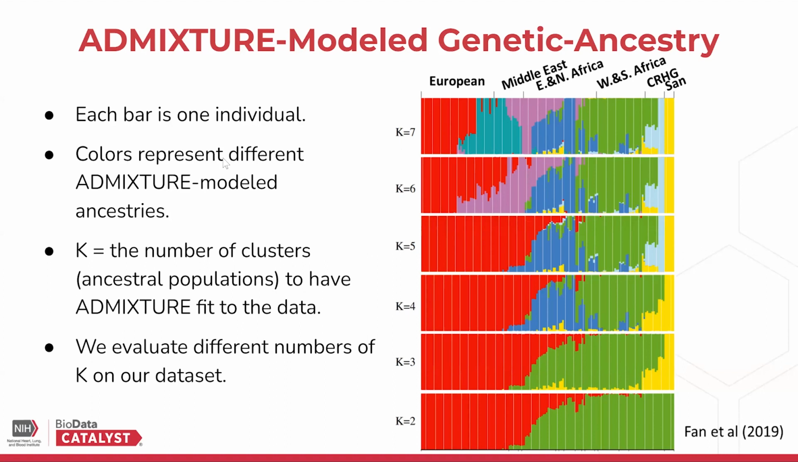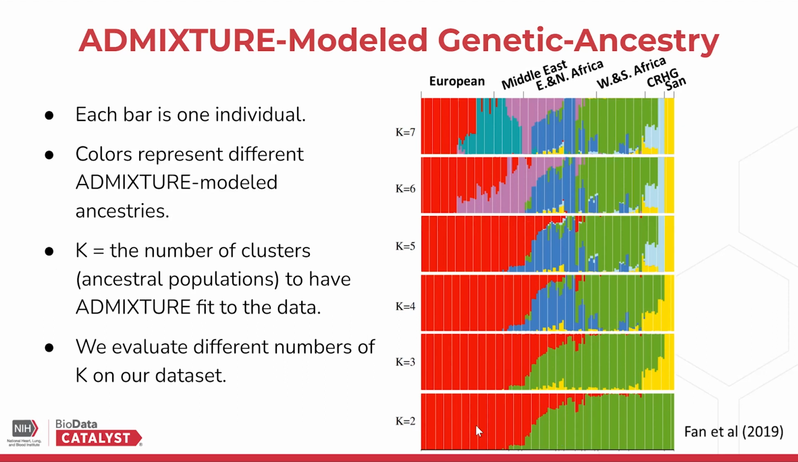ADMIXTURE as an algorithm is a clustering algorithm where we assign a specific number of clusters, or K, so the number of clusters or ancestral populations that ADMIXTURE will then fit to your data. When we apply this algorithm to a data set, we don't just look at one single value of K. We look at quite a wide range of them. So in here, they looked at K from 2 all the way up to K of 7, because it allows us to visualize different elements of ADMIXTURE modeled ancestries in the data set.